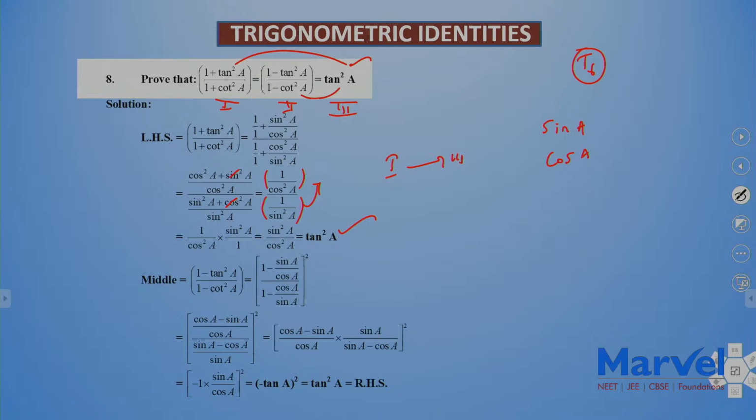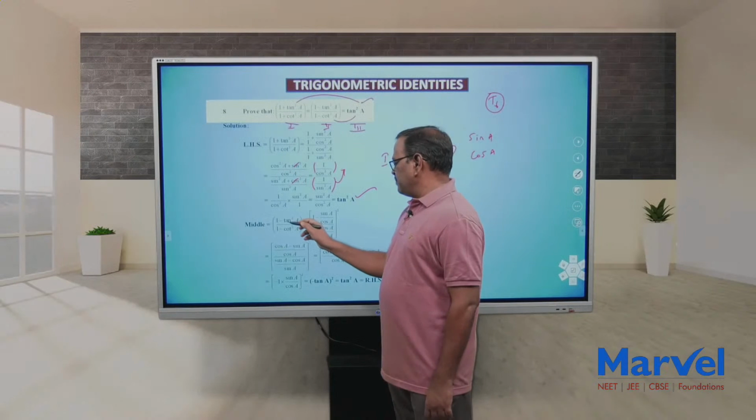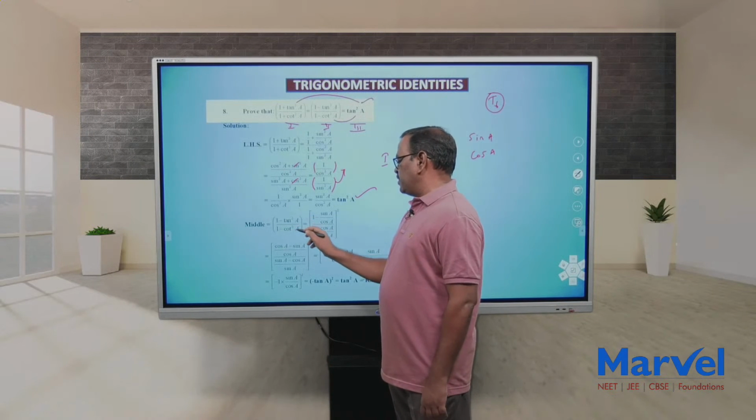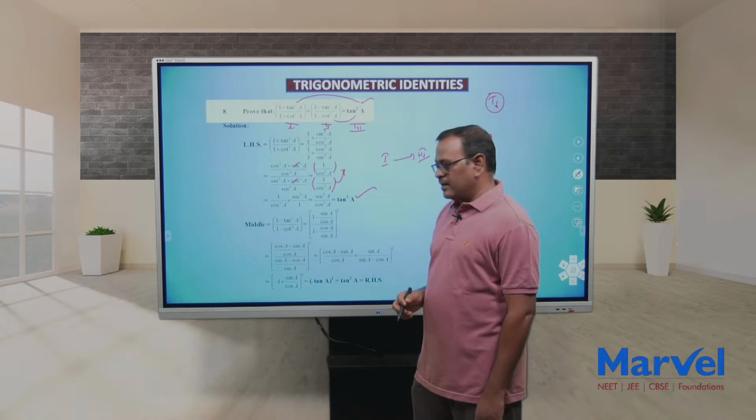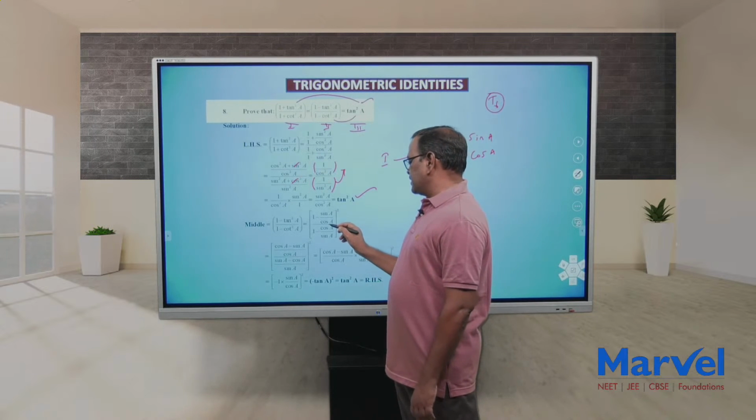First to third proved. Next, take the middle expression. Same concept, (1 minus tan square a) by (1 minus cot square a), replaced by the basic functions sin a and cos a, sin a by cos a.